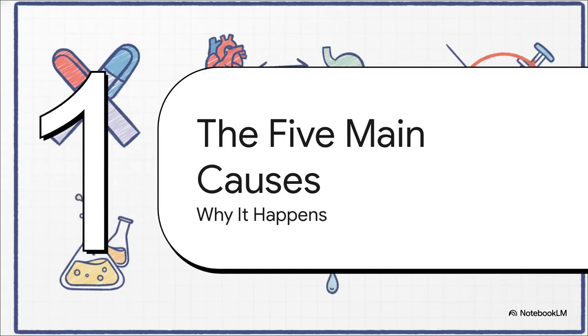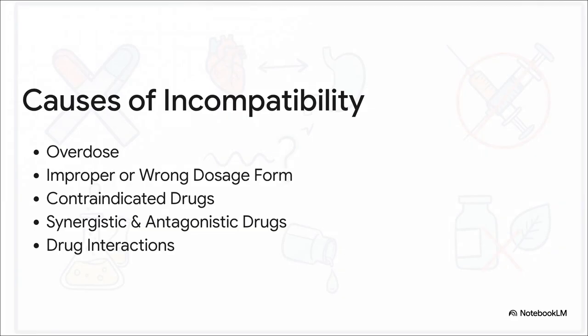Right, so we know what it is, but now for the really interesting part. Why does it happen? If you can understand the why, you're already halfway to preventing the problem. This framework is vital. And here they are, the 5 main culprits. We've got overdose, using an improper or wrong dosage form, prescribing contraindicated drugs, issues with synergistic and antagonistic drugs, and finally, drug interactions. These are the main pathways that lead to trouble, and we're going to zoom in on the most common ones with some solid examples.